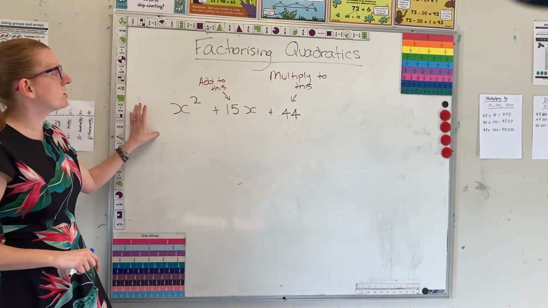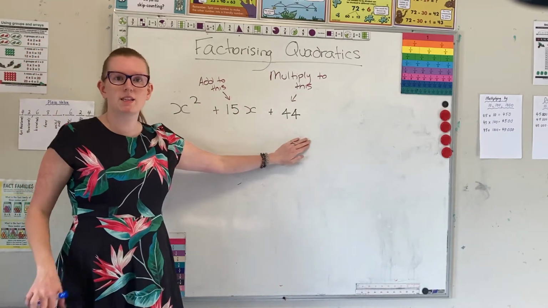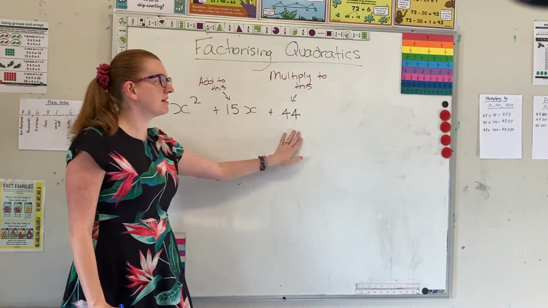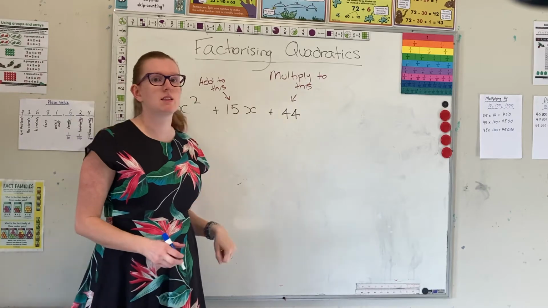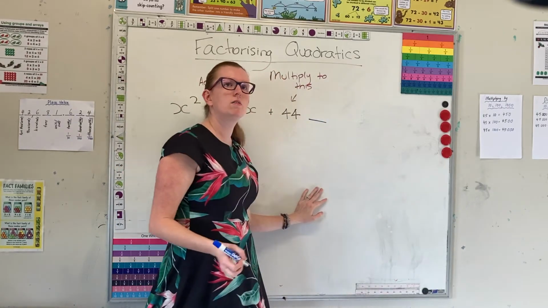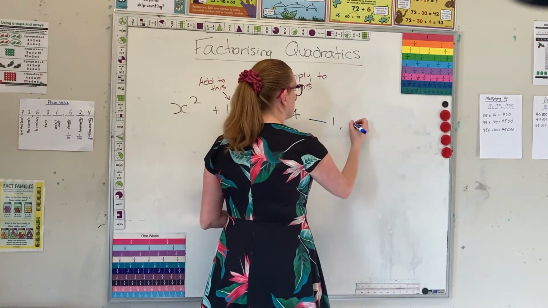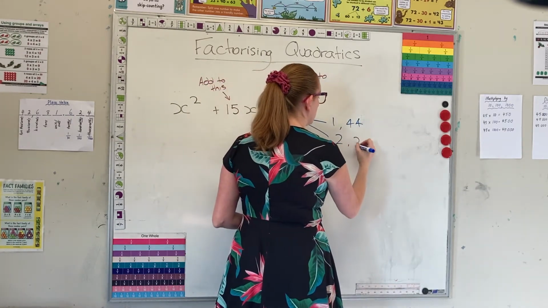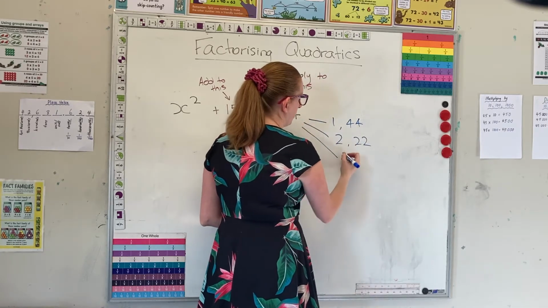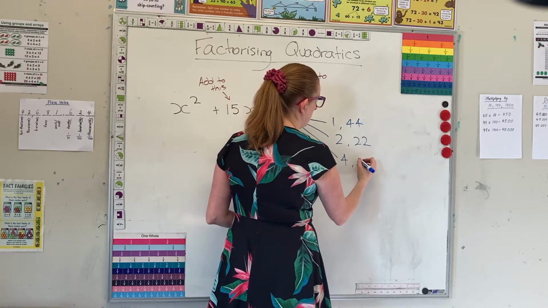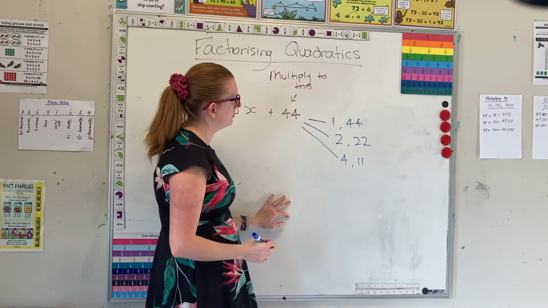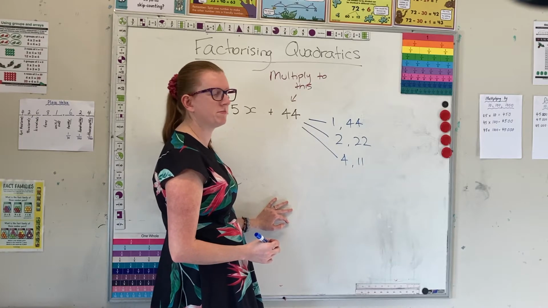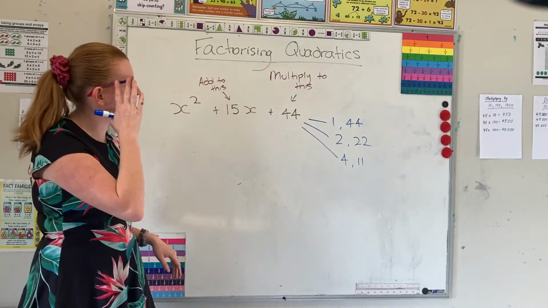Okay, now let's do another one. So we're trying to find a pair of numbers that multiply together to give us 44 and add together to give us 15. Okay, so we're going to start by listing the pairs of numbers that multiply together to give us 44. So we could have 1 and 44, 2 times 22, 4 times 11, and I can't think of any more. There's probably more. We'll try these ones. We'll see if any of these work.